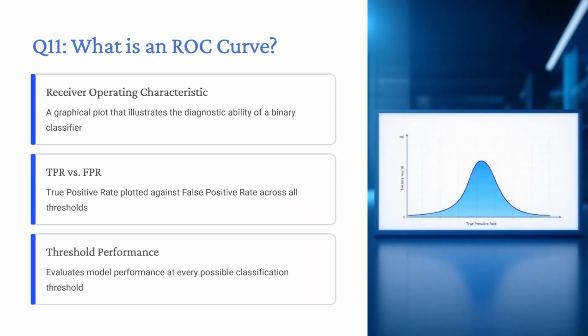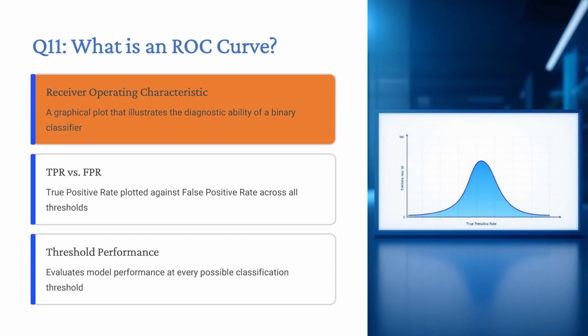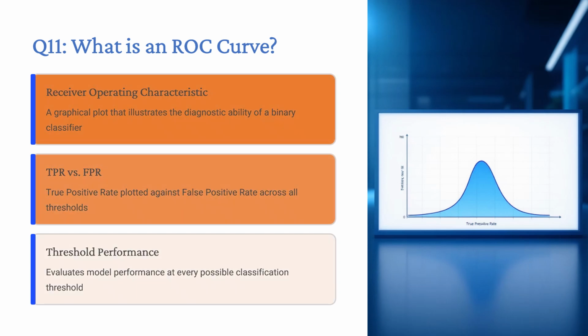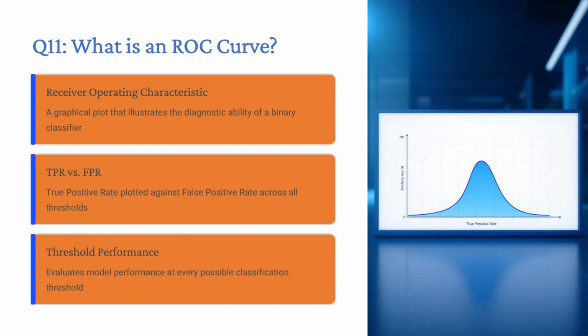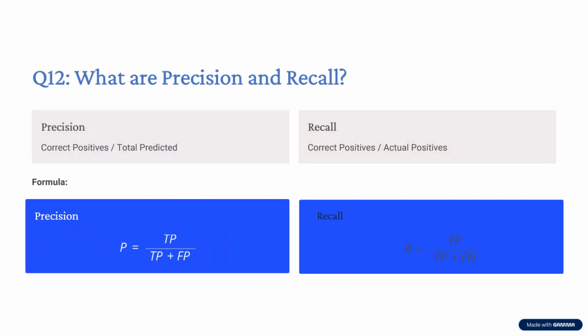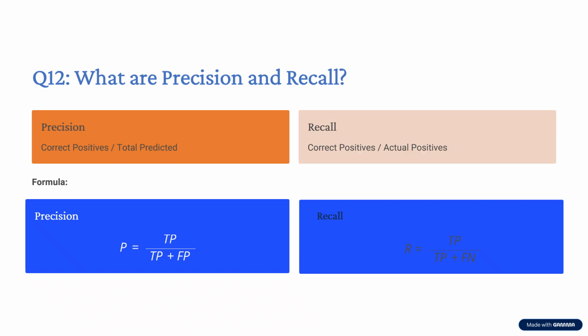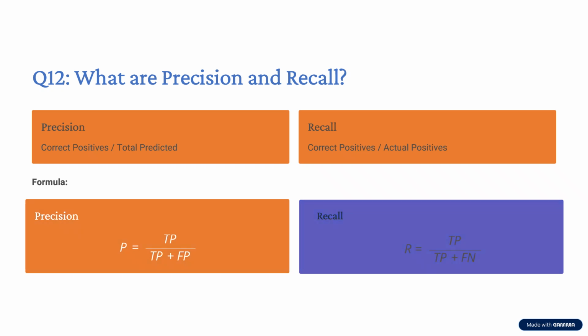What is an ROC curve? It is a graph showing how well a classifier performs by plotting the true positive rate against the false positive rate. Precision tells how accurate the positive predictions are. Recall tells how well the model finds all the positive cases. Precision focuses on quality, recall focuses on coverage.